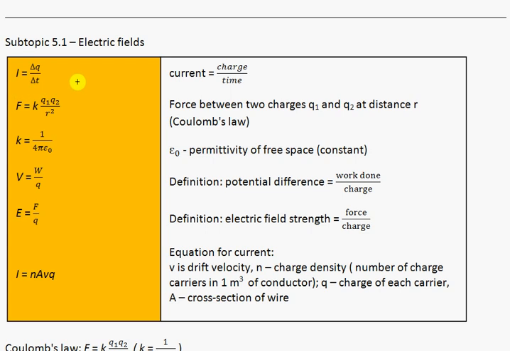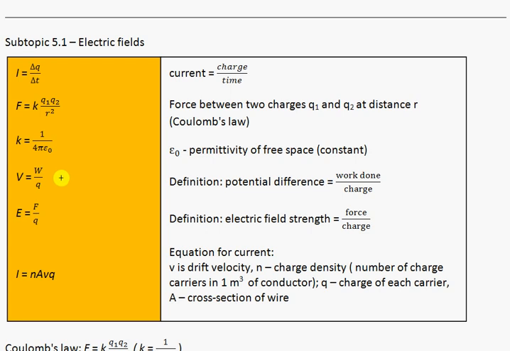Definition of current. Current equals charge divided by time, so charge per second. Next, force between two charges Q1 and Q2 at distance r. K is constant. This is called Coulomb's law. K, expression for K, 1 over 4 pi epsilon-zero, and this is permittivity of free space. It is constant.